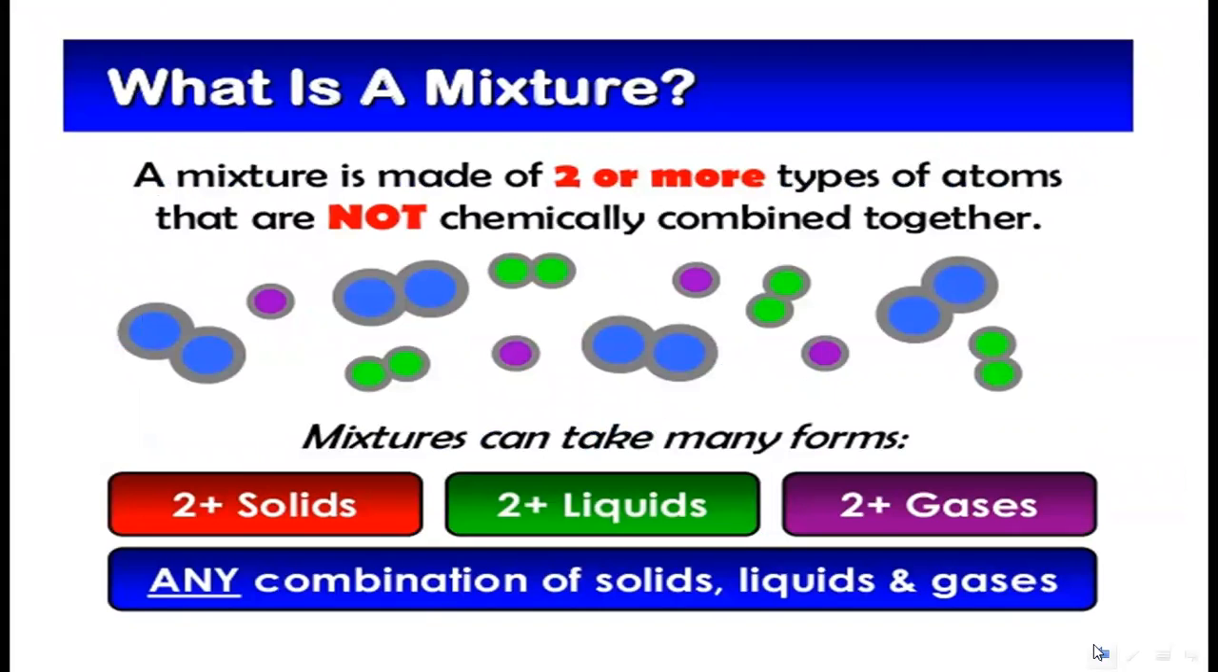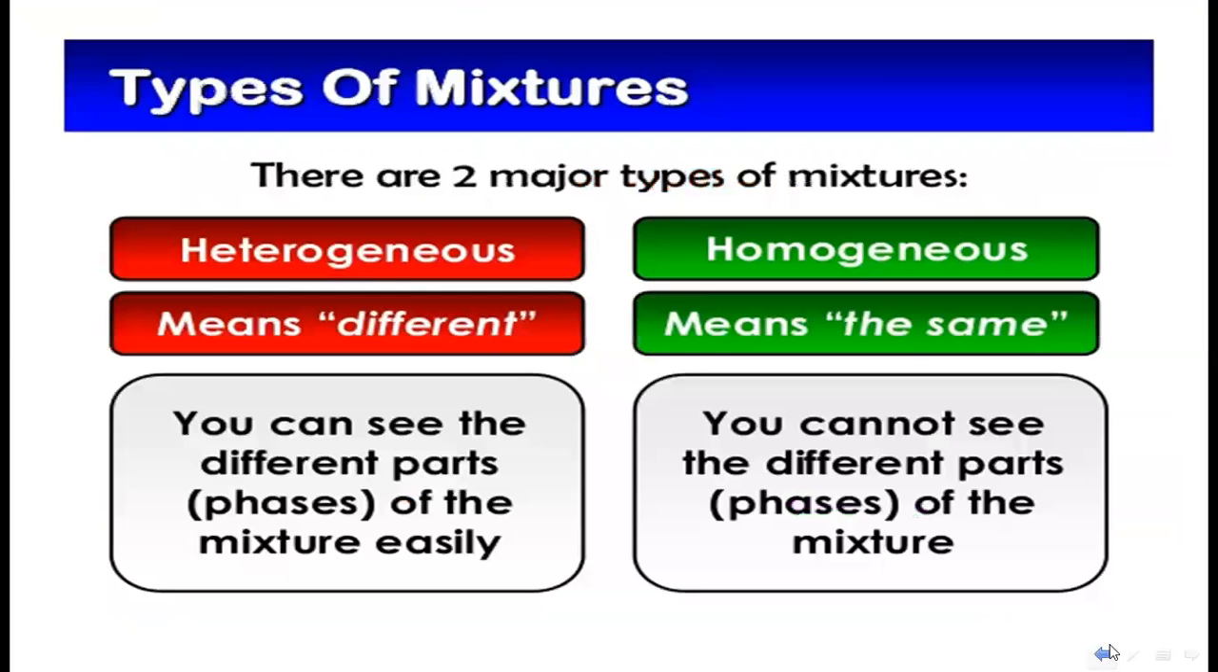First of all, here you revise what is a mixture. A mixture is made up of two or more types of substances that are not chemically combined together. Solid, liquid, and gases: so a mixture can take many forms. Any combination of solid, liquid, and gases is called a mixture. We have two types of mixtures, heterogeneous and homogeneous.